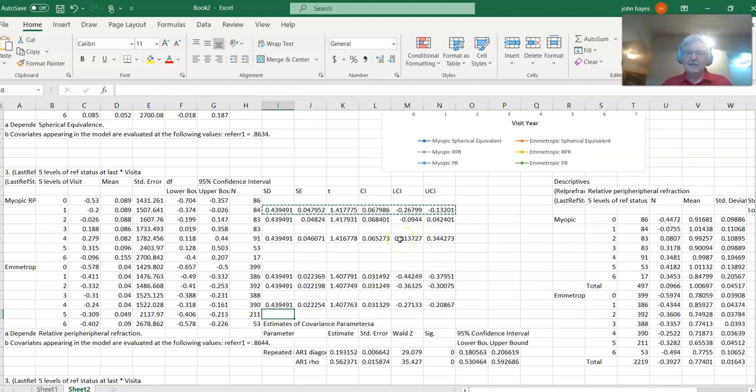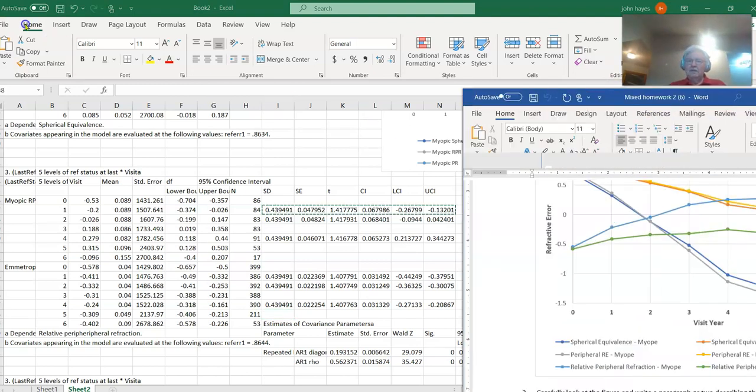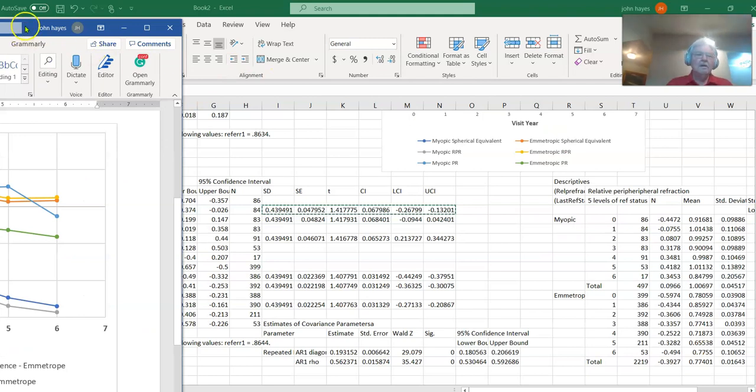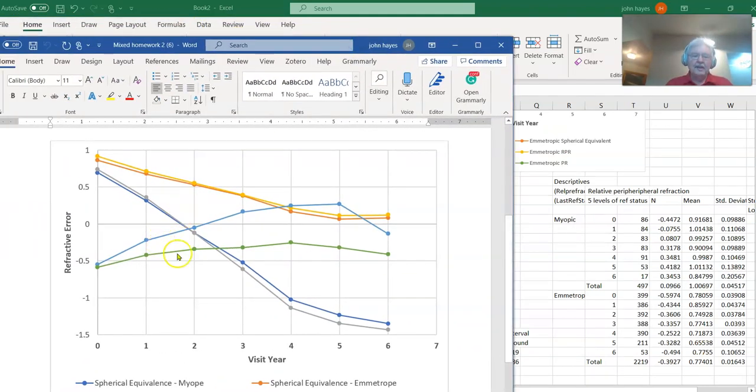Now that's a positive. 21 and 34 compared to minus and minus. So we would take this minus 20 is the upper limit compared to the lower limit, which is plus 20, and those are real different. So in our graph, which is right here, at year 1, 2, and 4, we are showing significant differences.